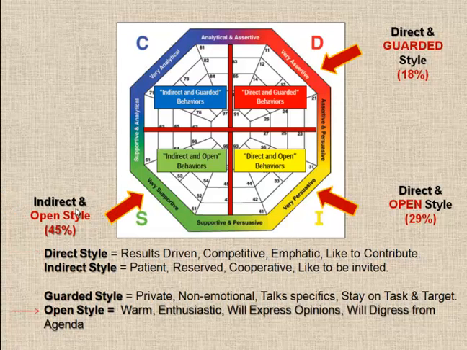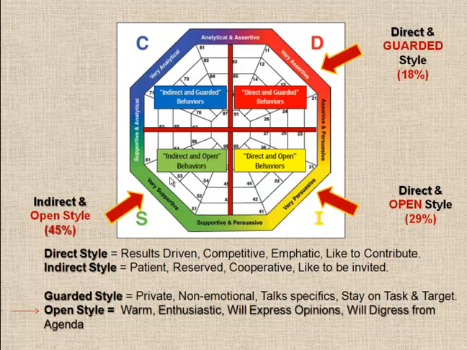The next pattern is here. This is the people who have the steadiness or the patience as their highest factor. This is the largest segment of the population. 45% of the world's population is open. That is, they want to be warm, enthusiastic. They want to express their opinions. They want to digress from the agenda. You know, they'll chit-chat. They'll connect with other people. But they're indirect in their style, which means they're patient, reserved, cooperative, and they want to be invited to participate.